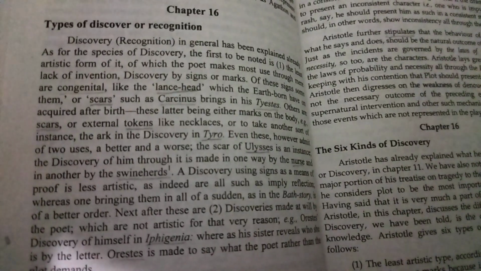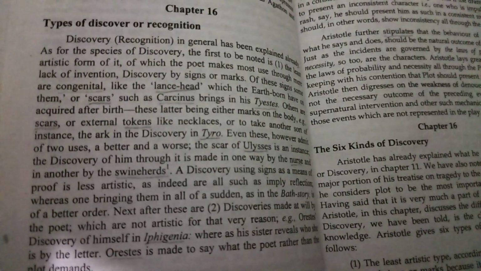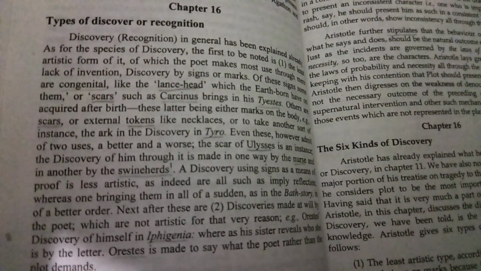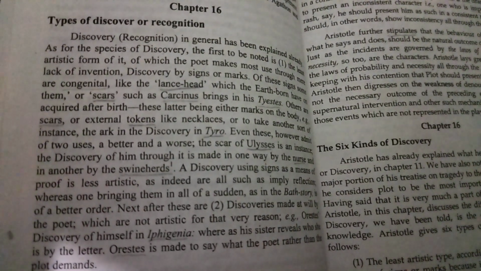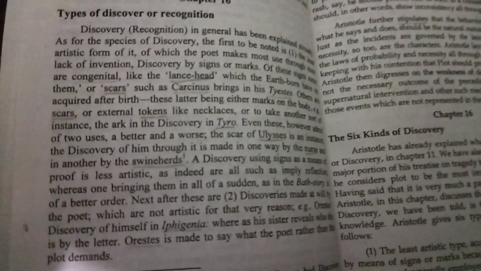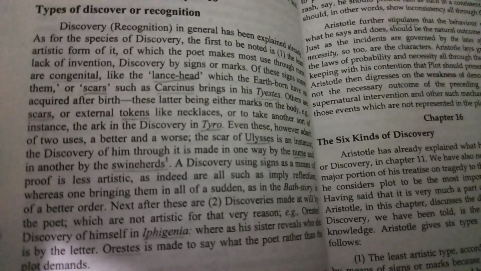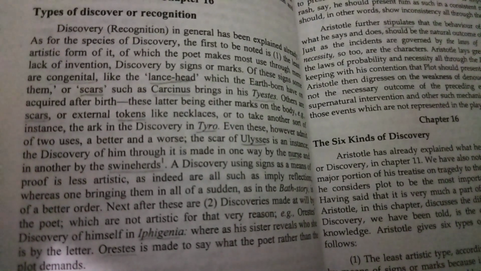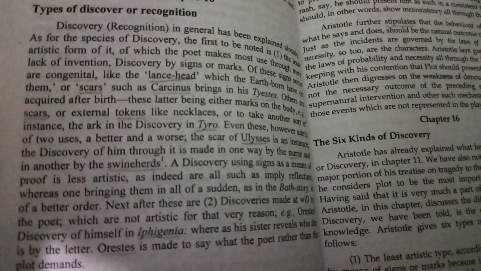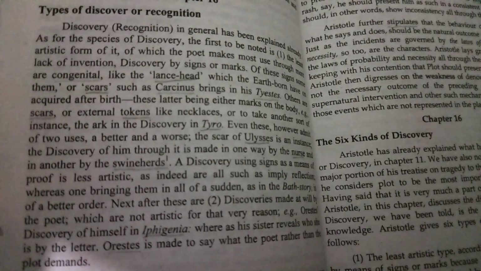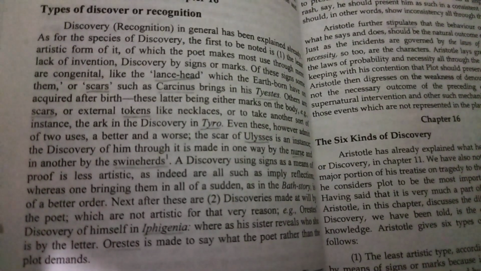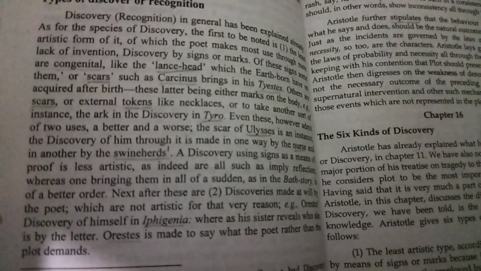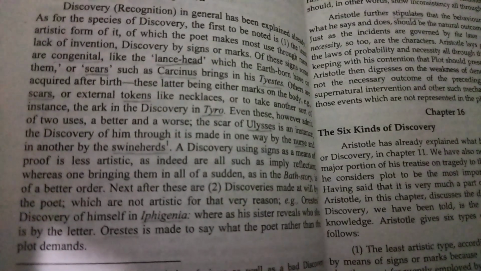Ulysses' scar is an instance: the discovery of him is made in one way by the nurse and in another by the swineherd. Discovery using signs as a means of proof is less artistic, as indeed are all such as imply reflection, whereas those brought in all of a sudden, as in the bath story, are of a better order.